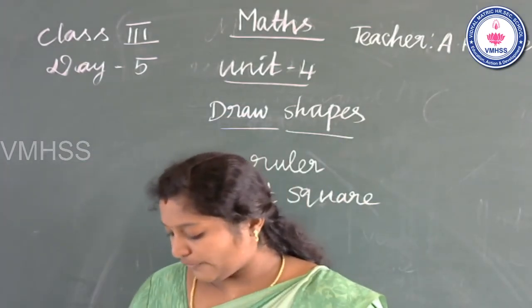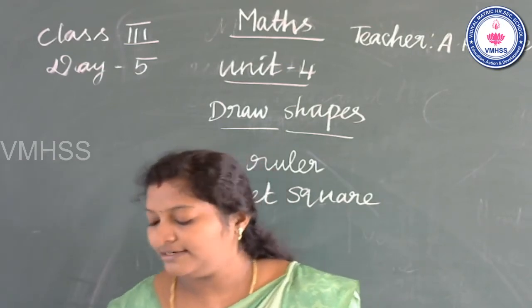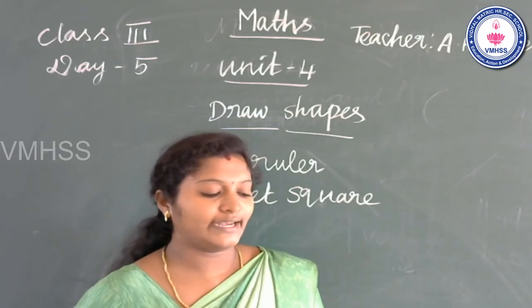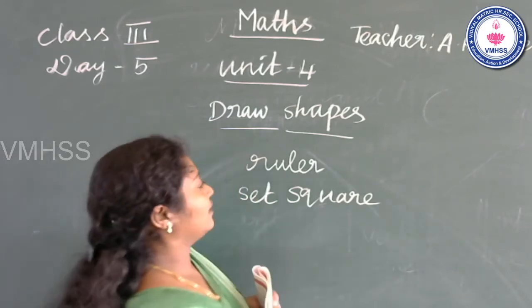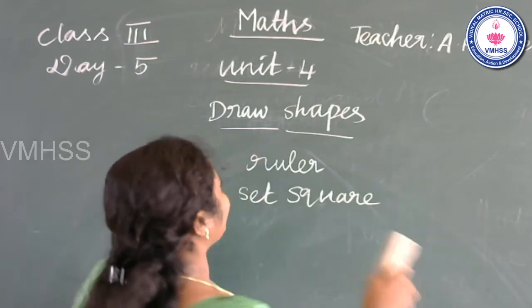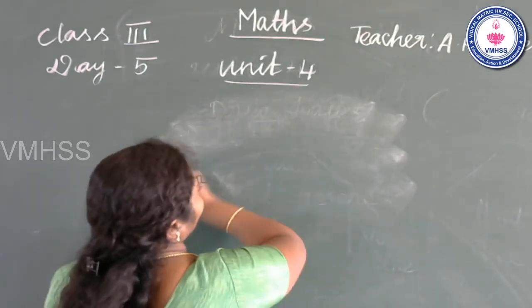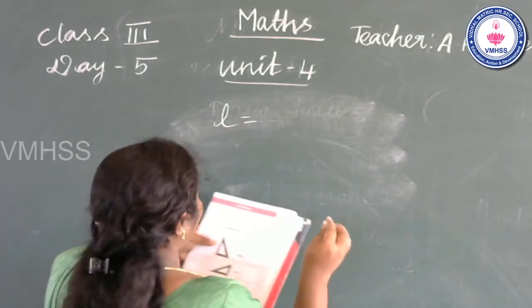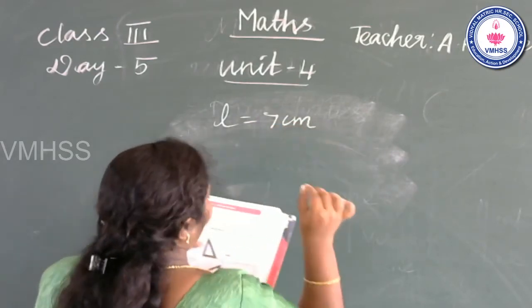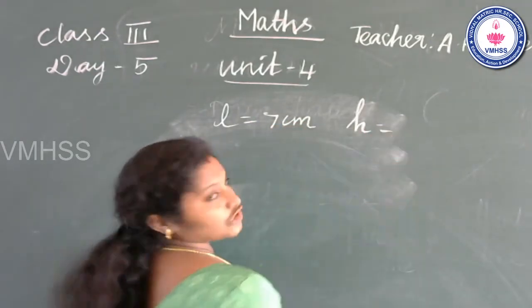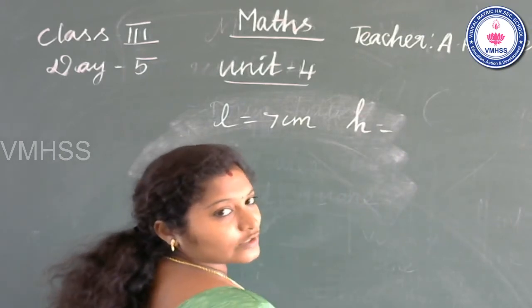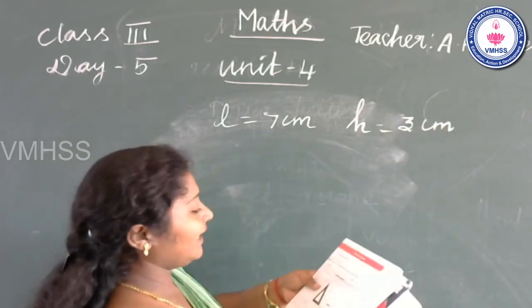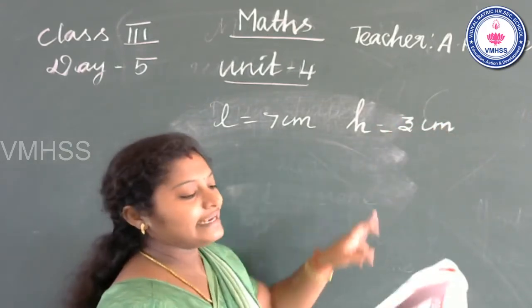Okay students, take a page number 83. So what is the question? Draw a rectangle of length 7 centimeter. Length, a short form of L. So this is length 7 centimeter and height. Height is a short form of H. So height equal to 3 centimeter. Length 7 centimeter, height 3 centimeter.